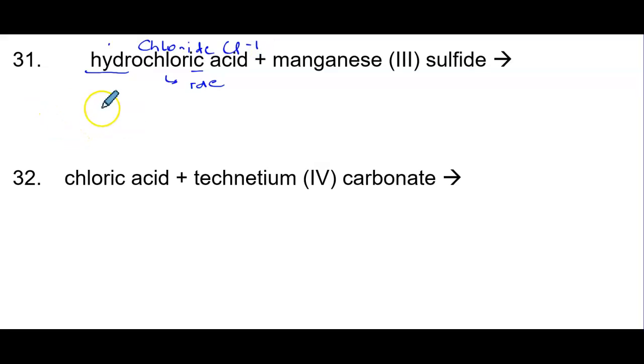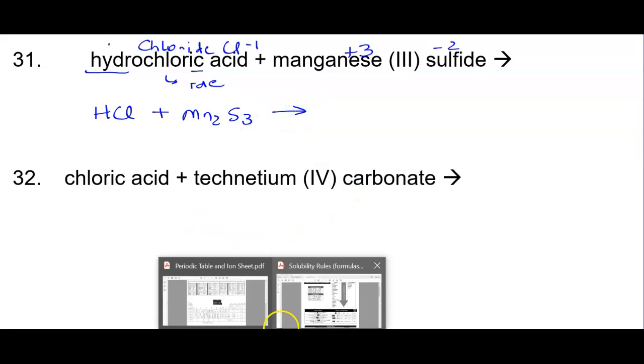Remember, acids start with a hydrogen. So we're looking at HCl, 1 H because it has a minus 1 charge. This is a plus 3 because it says so, and this is a minus 2 as I look them up. So this is Mn2S3.